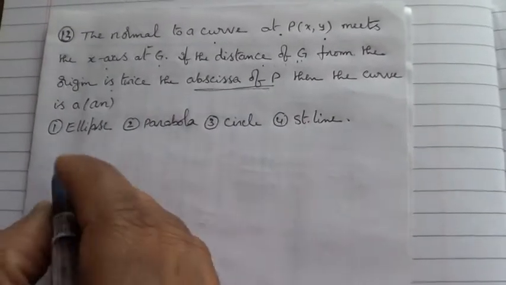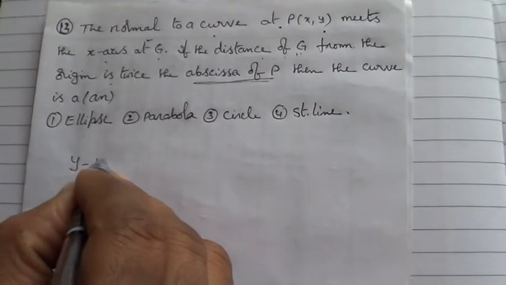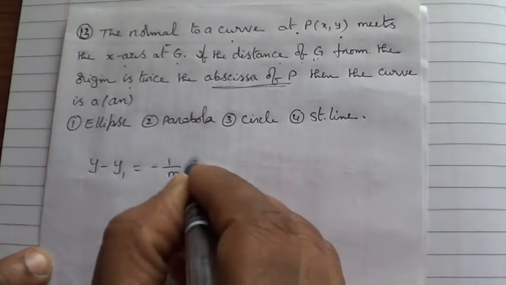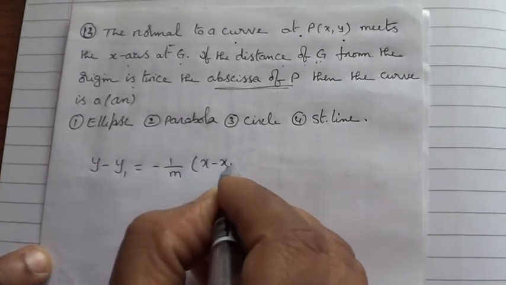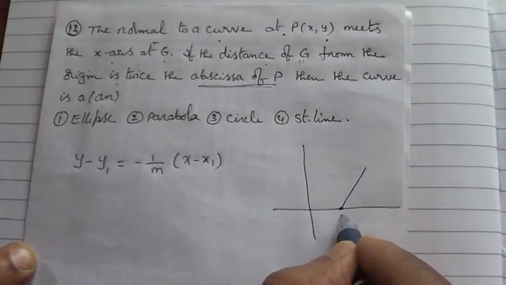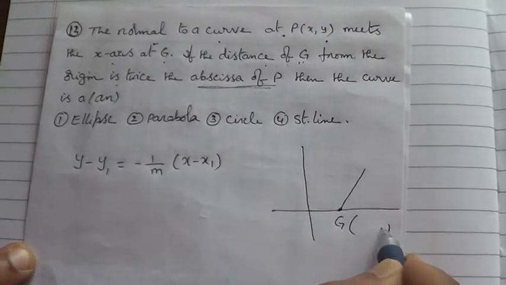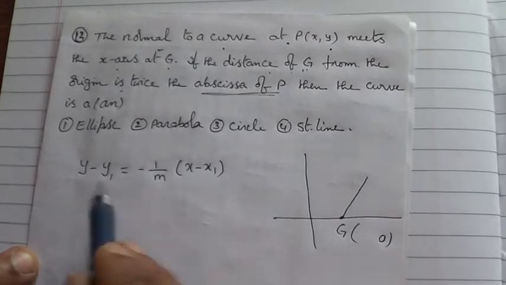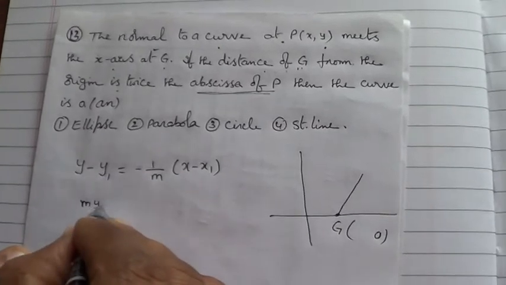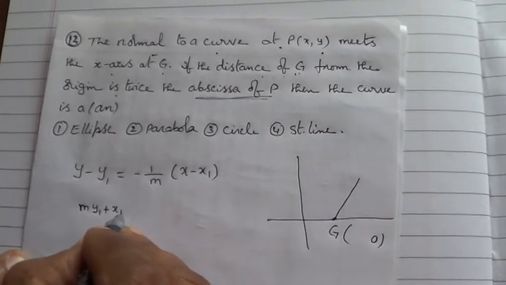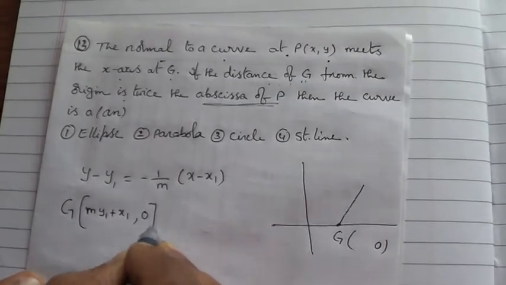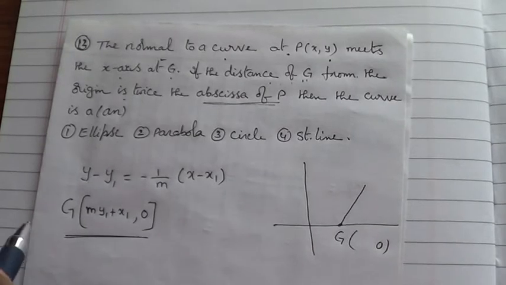Okay, first of all we will find out the equation of the normal. The equation of the normal is y minus y1 is equal to minus 1 by m into x minus x1. What is it saying? Normal meets the x-axis at a point G. To get this point G, y coordinate is equal to 0. If you put y is equal to 0, what is x? You will get x is equal to m y1 plus x1. That's why we got the G point x coordinate.